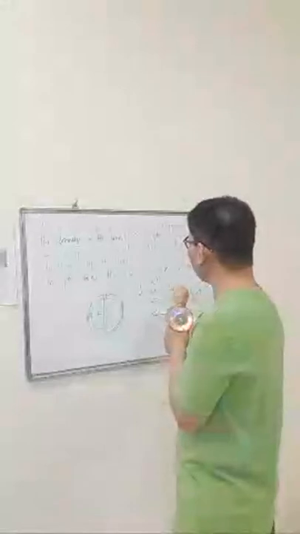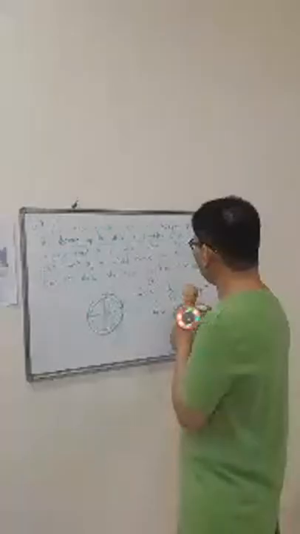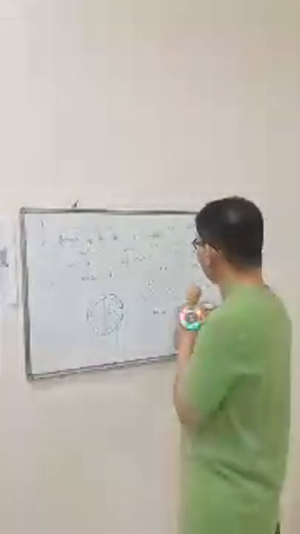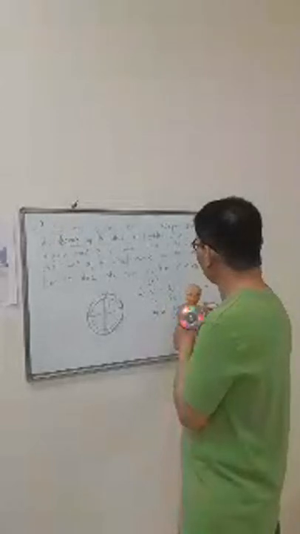Angular displacement is also equal to this other formula: 1/2 times the initial angular velocity plus the final angular velocity, times time, this capital T.